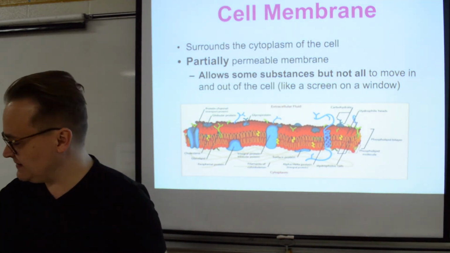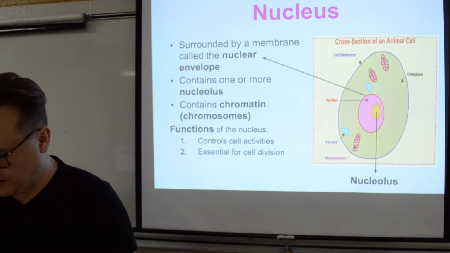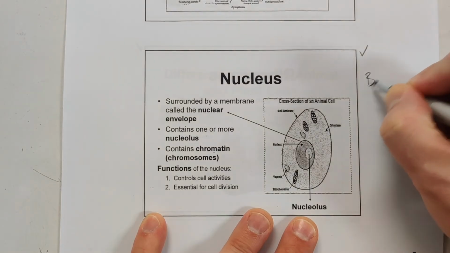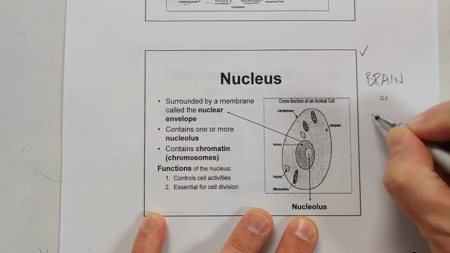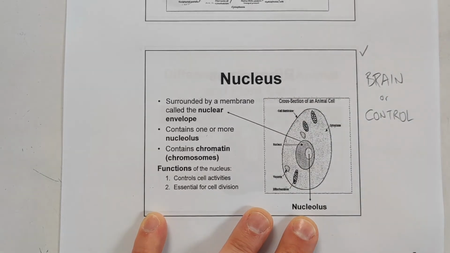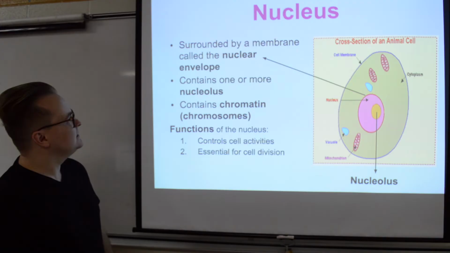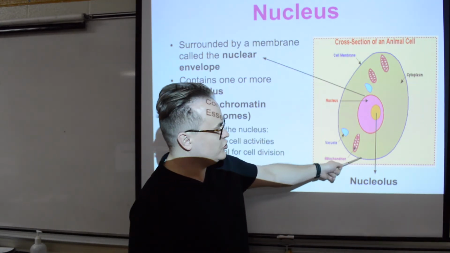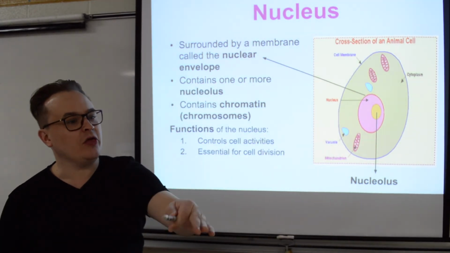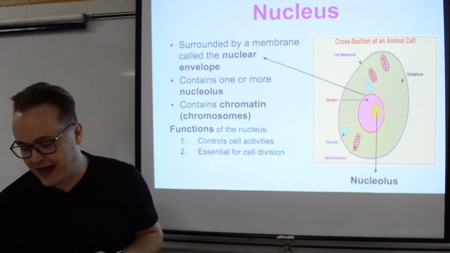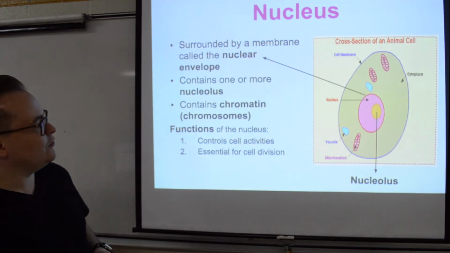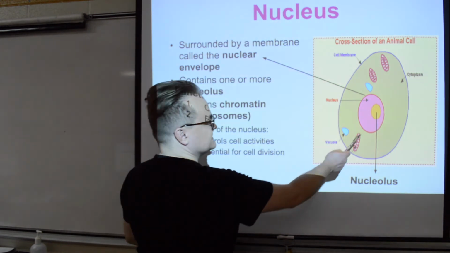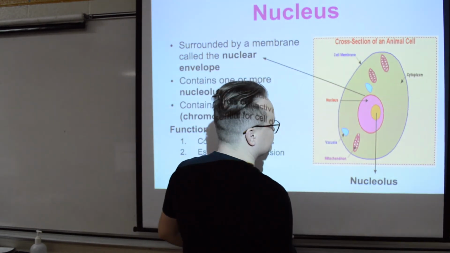Now, let's go to the next slide. We're talking about the nucleus. The nucleus, I would write beside it, the brain or control center. Right? So the nucleus is surrounded by a membrane, and it could be called the nuclear membrane, but you might see it called a nuclear envelope. So be ready for that. Contains one or more nucleolus. The nucleolus is the eye of the cell. It's right here if you look. That's the nucleolus.